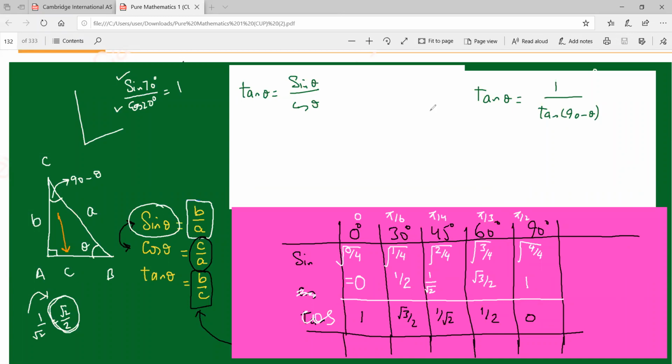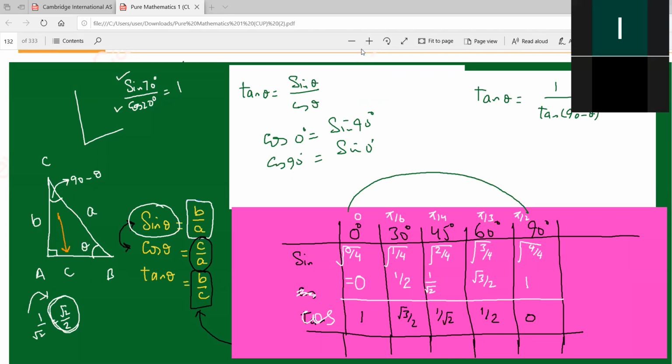Now look at this. What is the sum of 0 and 90? 90. That means cos 0 should be the same as sin 90 and cos 90 should be the same as sin 0. So you see this is happening here. If sin 0 is 0, cos 90 is 0. If sin 90 is 1, cos 0 is 1.